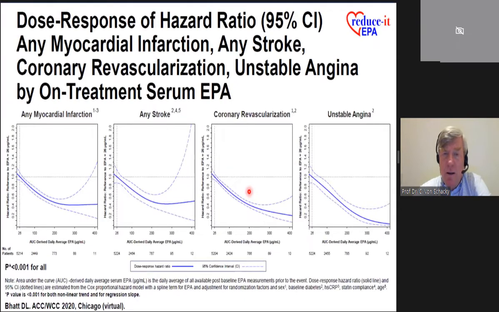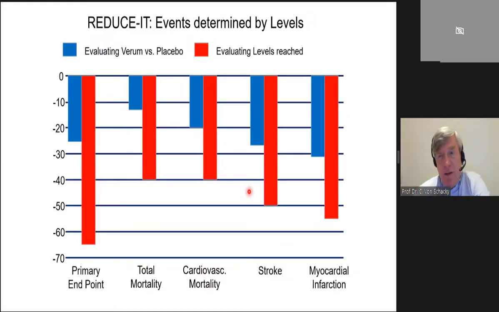And so forth. And if you compare these two evaluations of this trial, comparing verum versus placebo, you get a 25% reduction in the primary endpoint, but a 65% reduction if you compare the levels reached. Much larger effect when using the perspective of the levels than when considering EPA and DHA, or in this case only EPA, simply a drug.